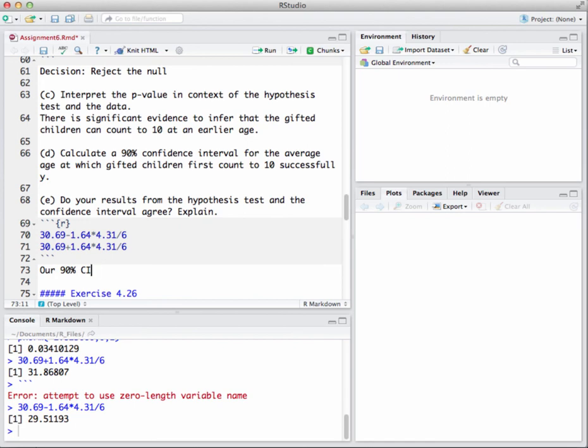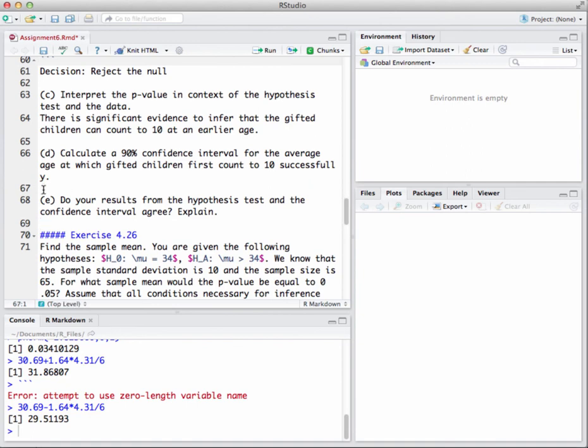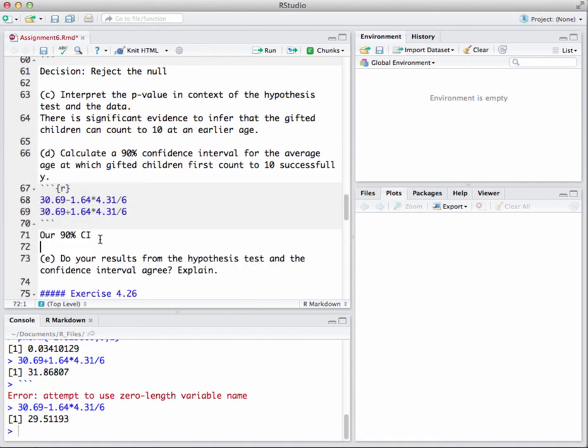Do the results of your hypothesis test agree? Whoops, I put that chunk in the wrong place. Sorry, you guys. Let's get this moved up to where it belongs. Very simple process. This happens when you do live TV, right? So we get our 90% CI, which is given by 29.51.